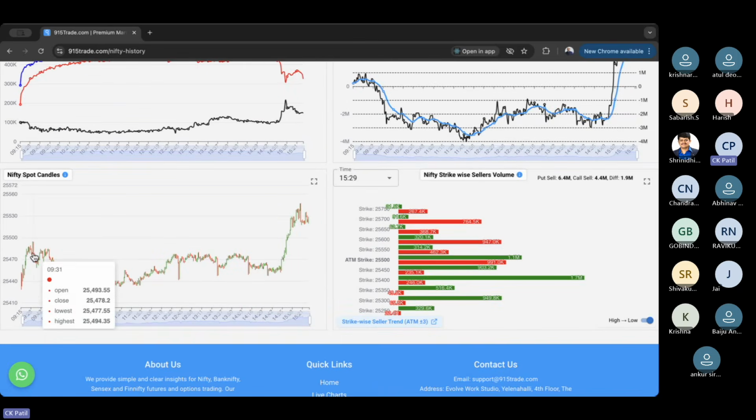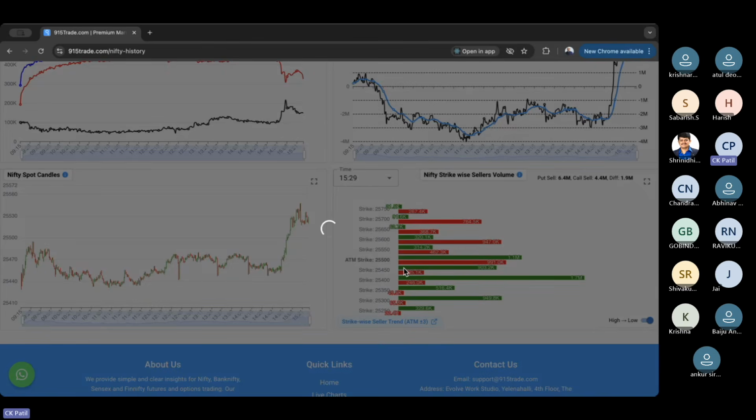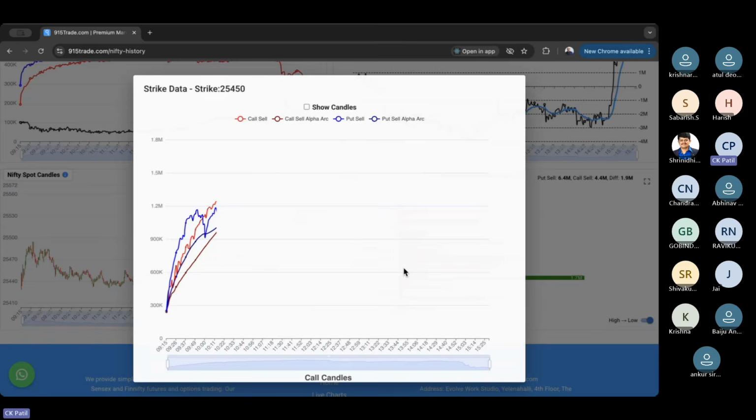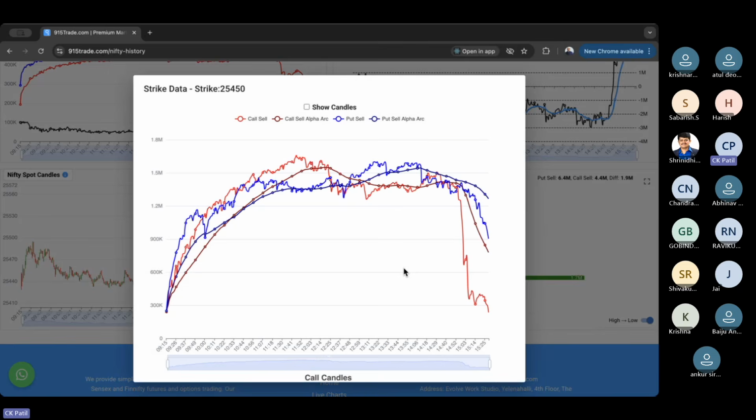Right? Assume we ignore the morning noise and then the price comes to 10 o'clock, 11 o'clock and all that. And the price is basically 25,450. Now we want to analyze 25,450 because that is the ATM strike. Do I want to go call buy, put buy? What do I want to do? That is all that I'm analyzing. I want to show candles.